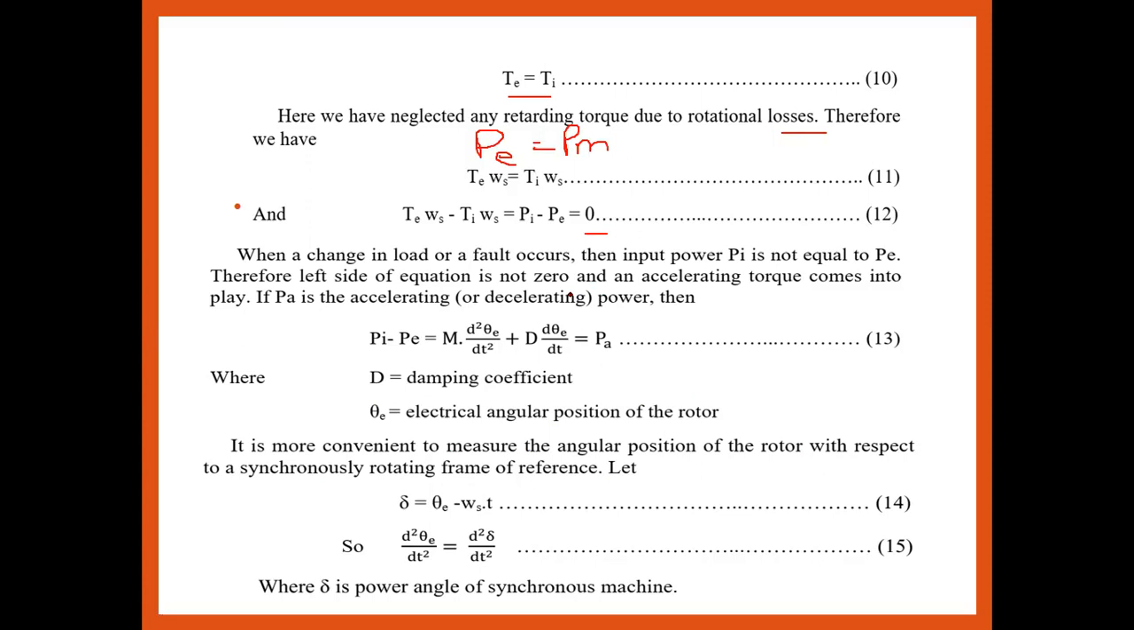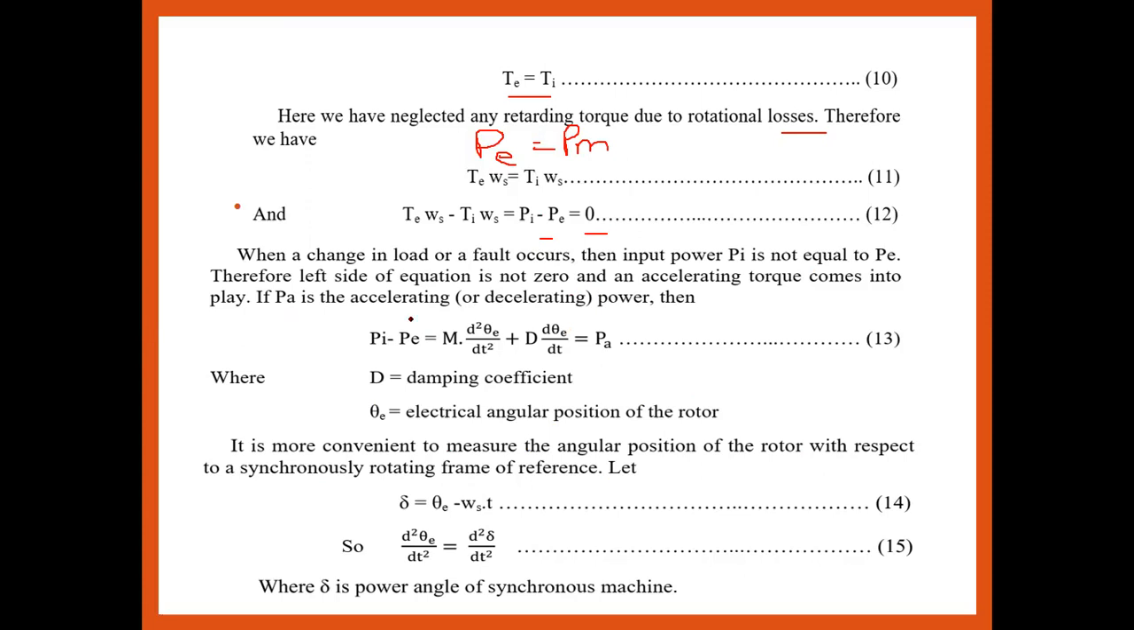Now when the load changes or a fault occurs, Pi is not equal to Pe. Therefore, the left side of that equation is not equal to 0, and the accelerating torque comes into play. That means there is an accelerating power with a rate of change.